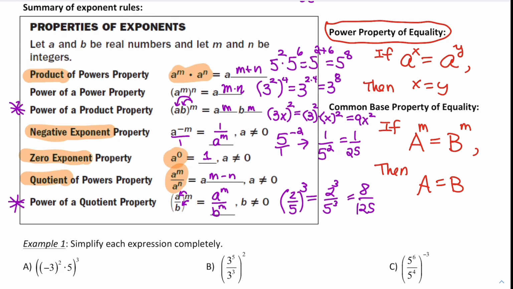Okay, in the next section, we're going to check out simplifying a couple of these expressions, which is in the next few examples below, and we're going to see how we can use these properties.